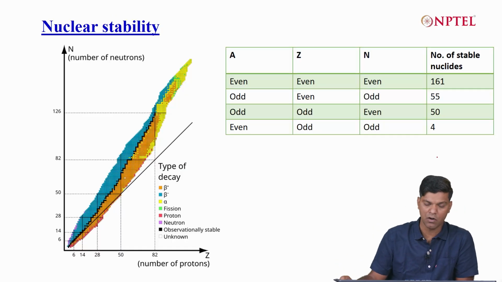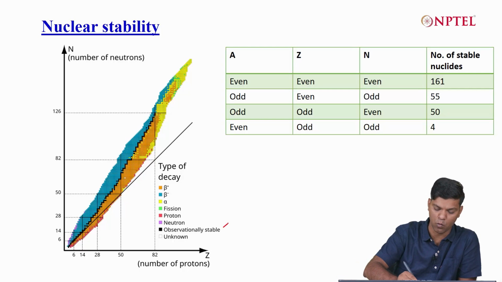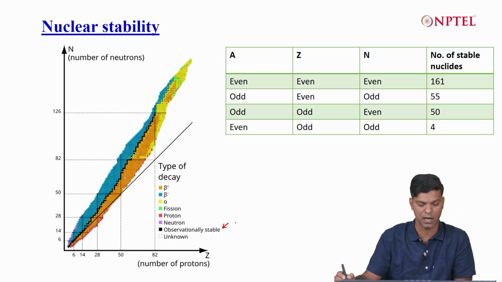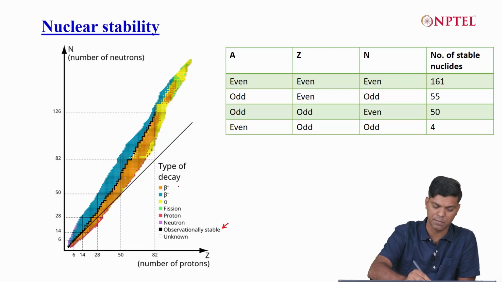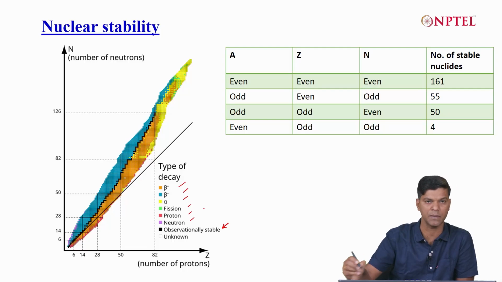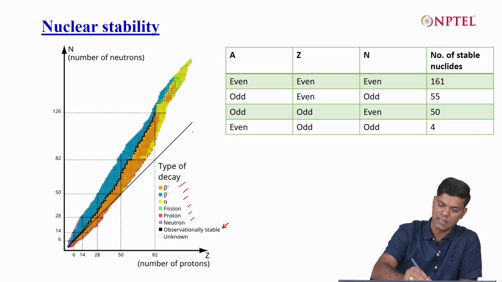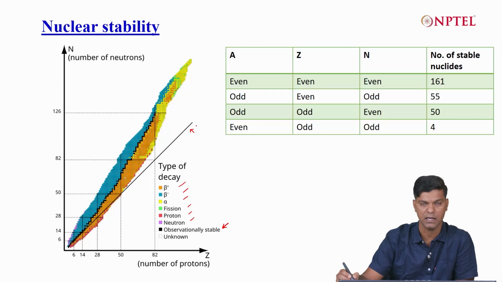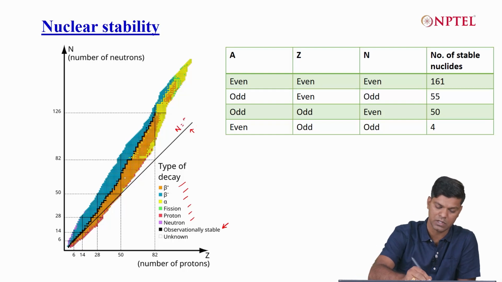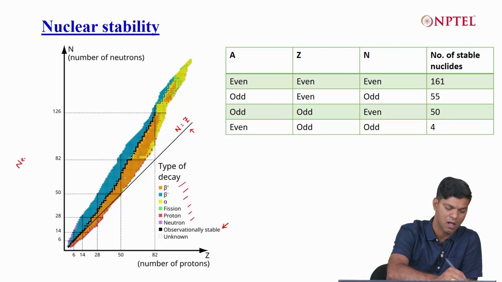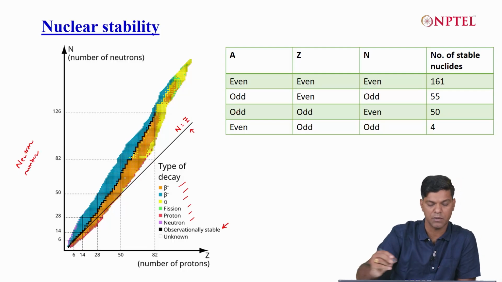This is a compilation of around 2500 nuclei that we find in the system, and the black ones are the stable isotopes, and the other colors represent beta plus and beta minus decay, alpha decay, fission process, proton capture, neutron capture. These processes are written here. This straight line is the N equals Z line. This is the neutron number, and this is the proton number.